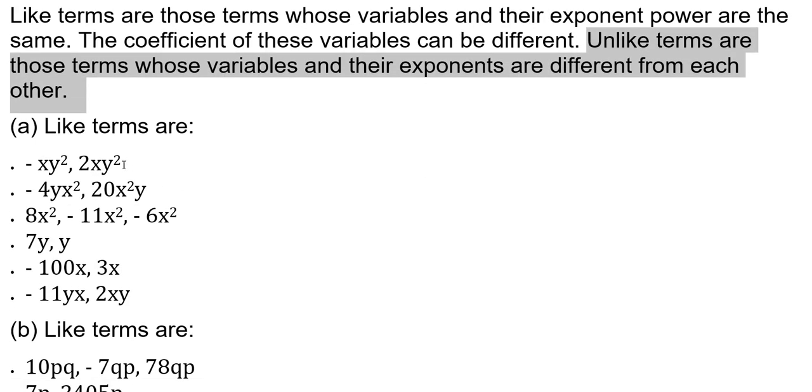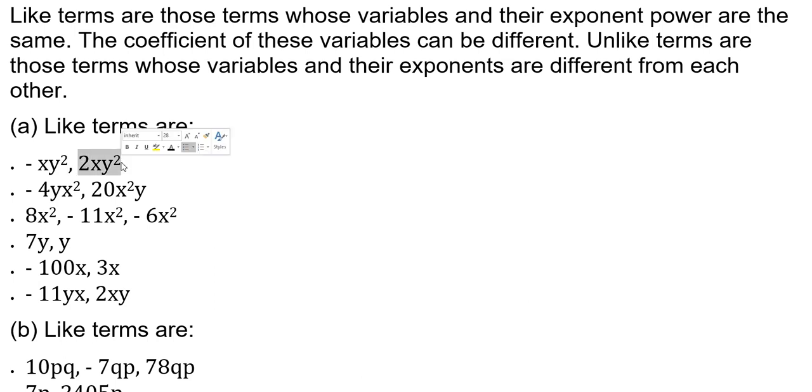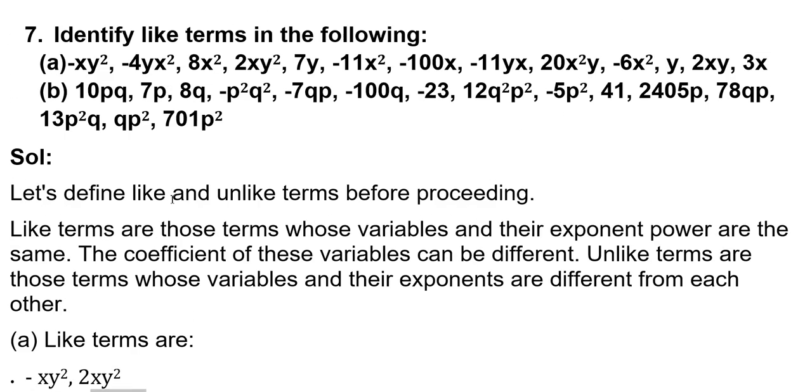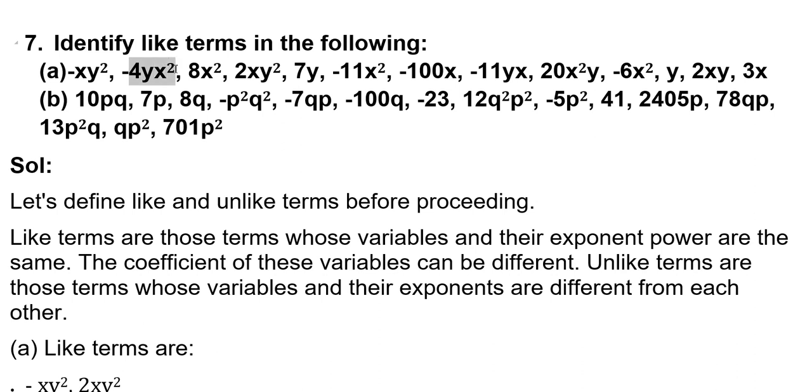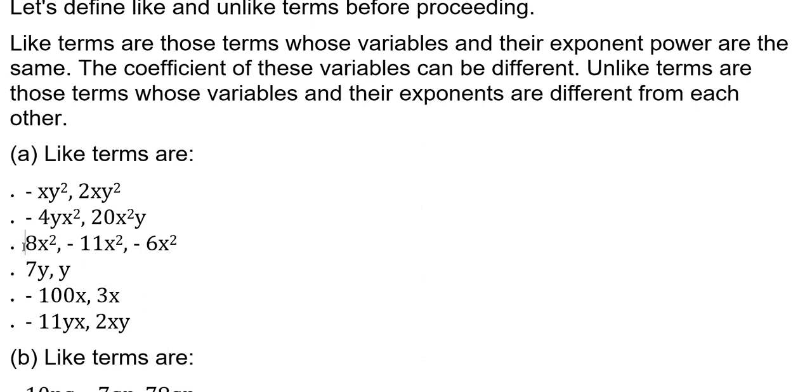Like terms in a: minus x square y square to xy square, minus xy square comma 2xy square. Second one, minus 4xy square, 20x square y, like this, minus 4yx square, minus 4 to 20x square y. These are the like terms because y is here and y is here, x square is here and x square is here. Like that I am giving the solution here directly.